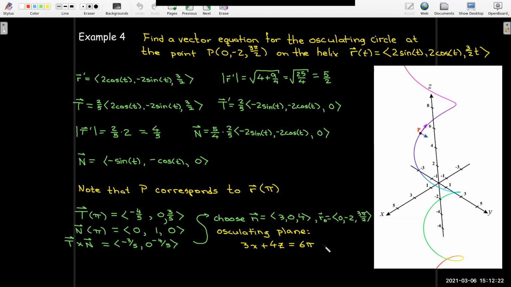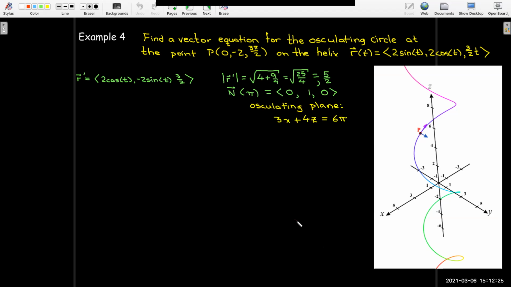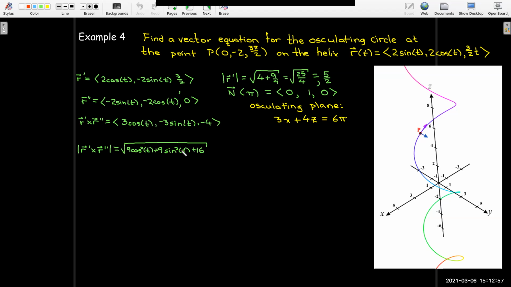Next step is to calculate the curvature. So I'll need this information here. I'm going to use the formula for the curvature where we take the length of r prime cross r double prime and divide that by the length of r prime cubed. So the cross product, again, very simple cross product. And its length, we get to take advantage of the sines and the cosines. So it's going to be radical 9 plus 16, which gives us 5.